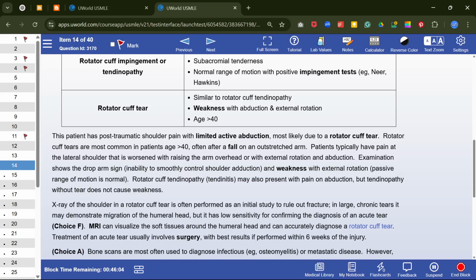MRI can visualize the soft tissue and actively diagnose rotator cuff tear. Treatment of acute tear usually involves surgery, with best results if performed within 6 weeks of the injury.